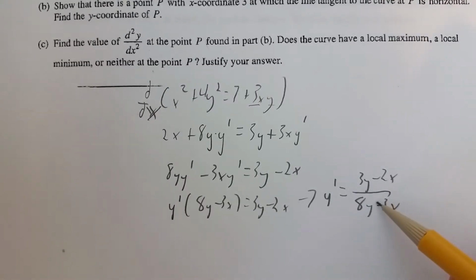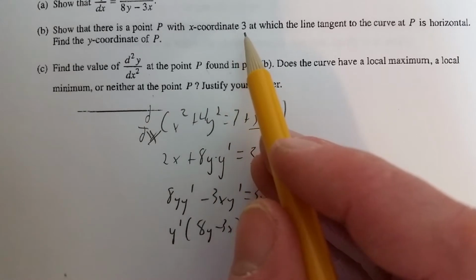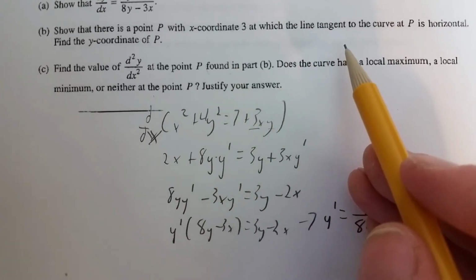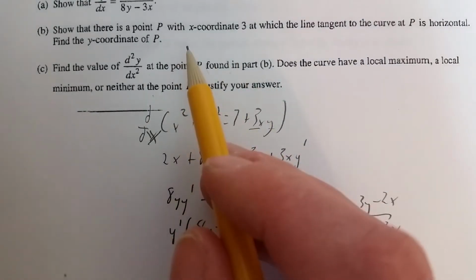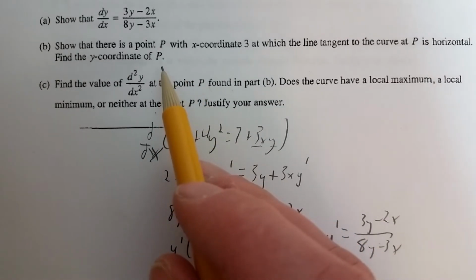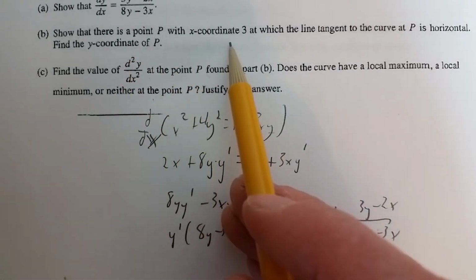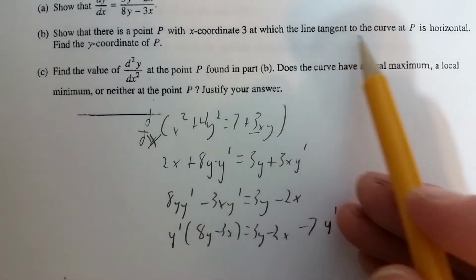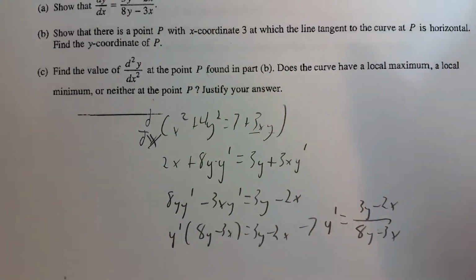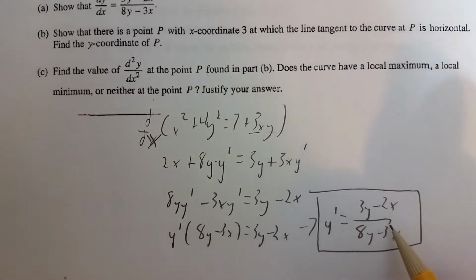Oh, there it is. Okay. Now B says, show that there is a point with x-coordinate 3 at which the line tangent to the curve at that point is horizontal. Find the y-coordinate of P. Okay? So I'm looking for a point with x-coordinate 3 at which the line tangent to the curve is horizontal. Okay. Here's our derivative. So that's the slope of the tangent line. If the tangent line is horizontal, that means that the derivative is equal to 0.